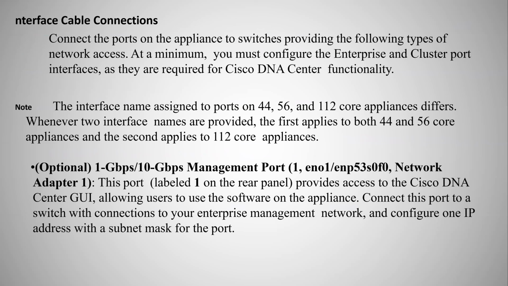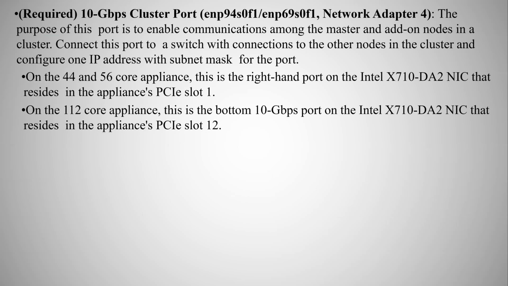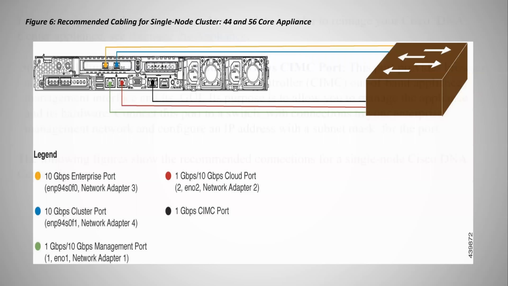So now you can see that we know about the management port, the enterprise port, the cloud port. You can even see this cloud port option is 1/10 gig, because sometimes you are downloading gigs of packages. So make sure that you need that SIMC there. Now you can see here in the diagram that the color coding makes it very easy to understand: you have this 10 gig enterprise port, cluster port, management, cloud, and SIMC.